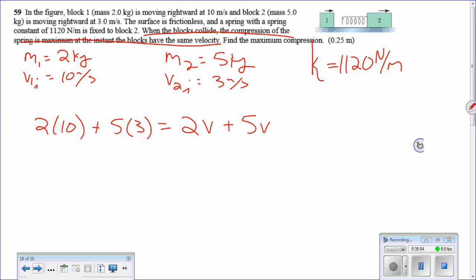What are we going to get? You get 35, I think, equals 7v. Oh, so that means v is 5 meters a second, right? All right, so now how do I use that to solve the problem?